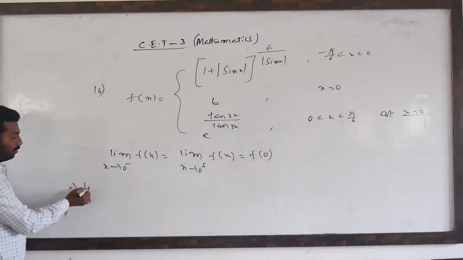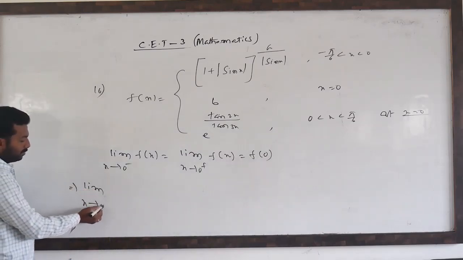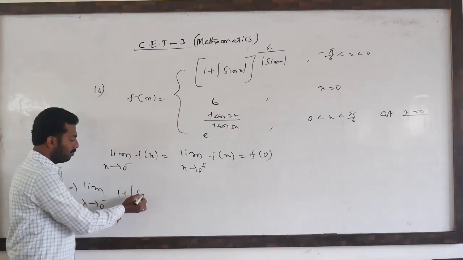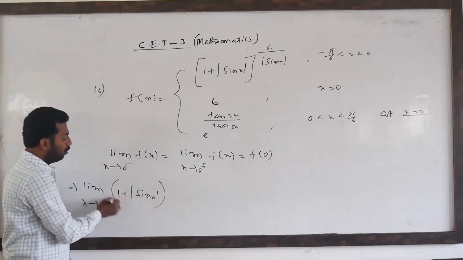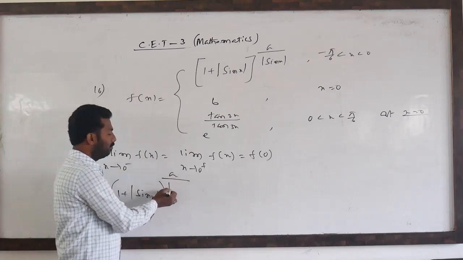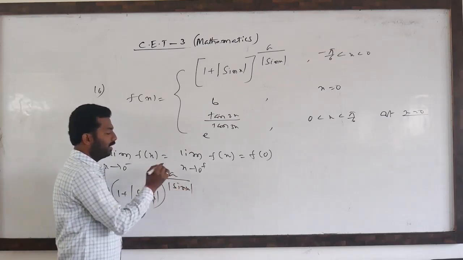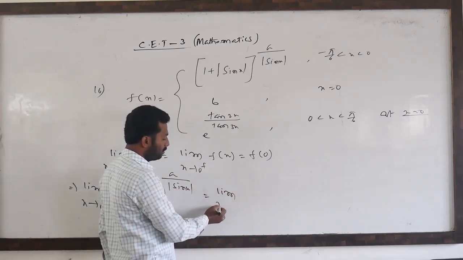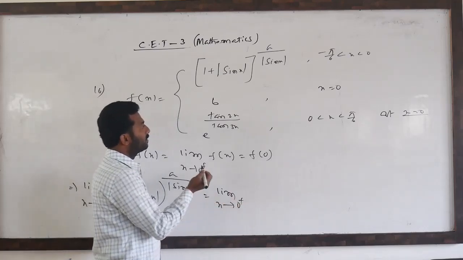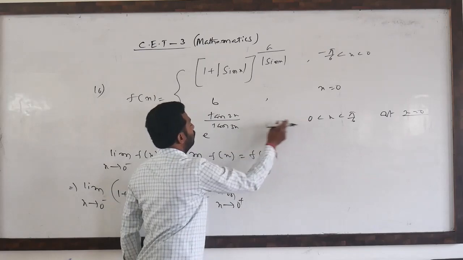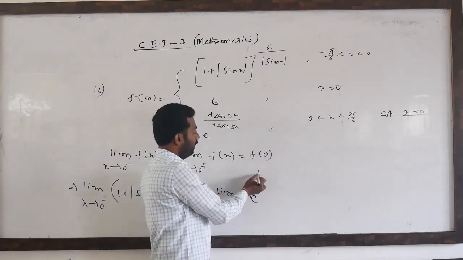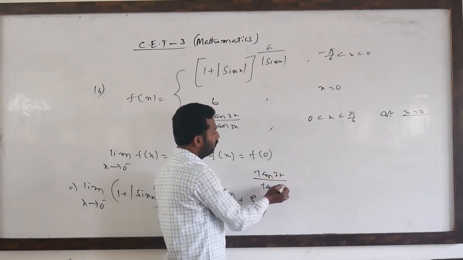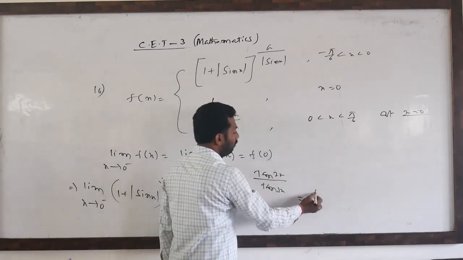You observe the left hand limit, how to calculate? Limit x tends to 0 minus f of x, f of x is nothing but (1 plus modulus of sin x) whole power a divided by modulus of sin x, which is equal to the right hand limit, limit x tends to 0 plus, that is the x greater than 0 case, e to the power tan 2x divided by tan 3x. f of 0 is nothing but b.